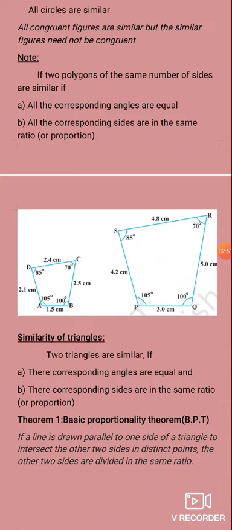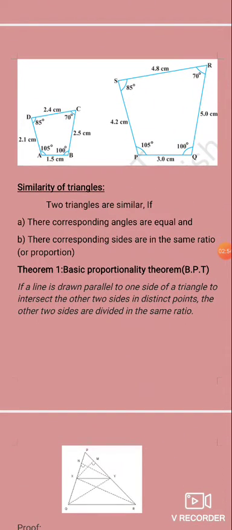So first, learn the statement by heart. The statement is, listen carefully to the figure: if a line is drawn parallel to one side of a triangle to intersect the other two sides in distinct points, the other two sides are divided in the same ratio. In this triangle PQR, the line XY is parallel to QR. It intersects the other sides PQ and PR at the points X and Y. Then the other two sides are divided in the same ratio, which means PX by XQ is equal to PY by YR.